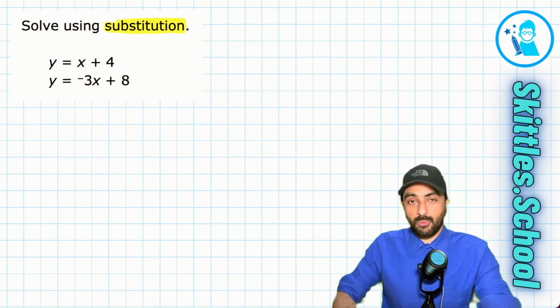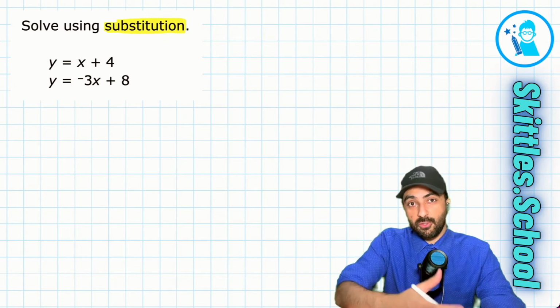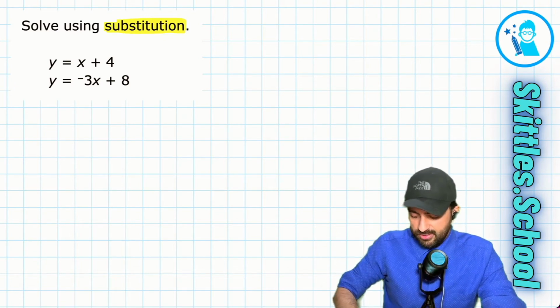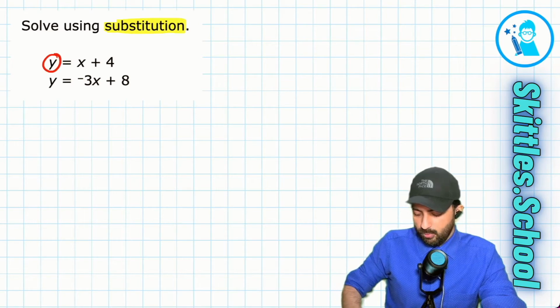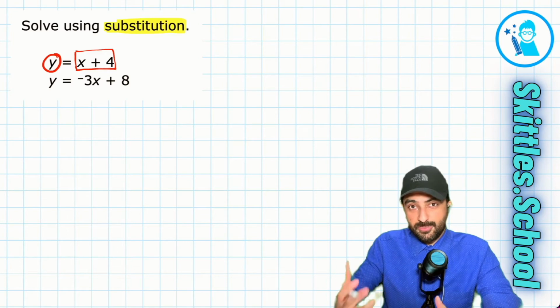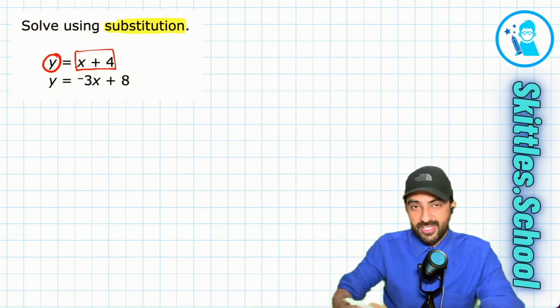So how do we do that? Well, what we do is we have to isolate one of the variables in one of the equations and then use that to substitute into the other equation. Let's see what that means. So we've already got the y equals x plus 4. So we can use the x plus 4 and substitute that in for y in the other equation. Let's write it out and see how that works.